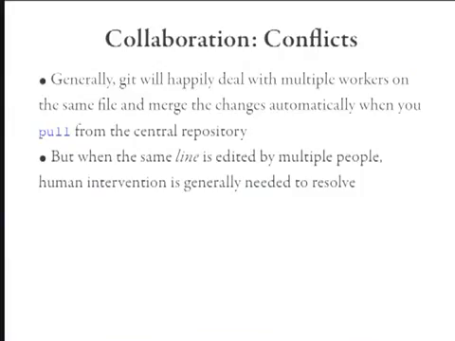So conflict sometimes arises. Generally, Git will happily deal with multiple workers on the same file and merge the changes automatically. If, for instance, Alice was working on line 10 of the code and Bob was working on line 50 of the code, and they both made changes to each of those lines, and they both committed those changes and then both pushed to the repository, then Git should be able to merge them correctly, as long as they are good with how they do the pushing and pulling operations. But if the same line is edited by multiple people, human intervention is required to resolve the conflicts.